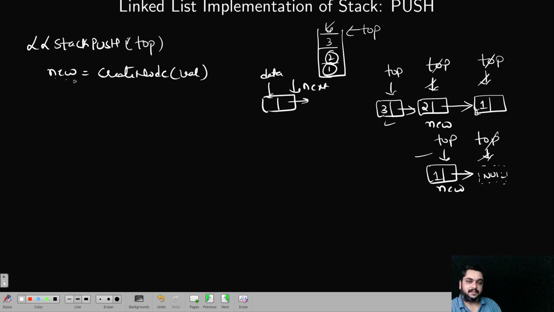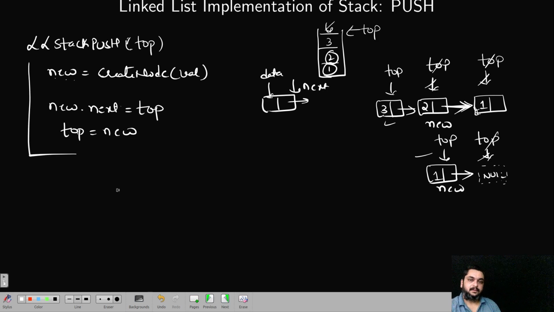I have to make this new node the top. But before that, first I have to create a link, otherwise I lose the tracking. So new dot next should point to the previous top, so it is equal to top. Now it points to the original top, whether it is null or not doesn't matter here. Next, you have to change the top, so the top will be the new node that I have created. So this is the stack push operation. Simple, 3 steps. So what is the time complexity of this? O of 1.